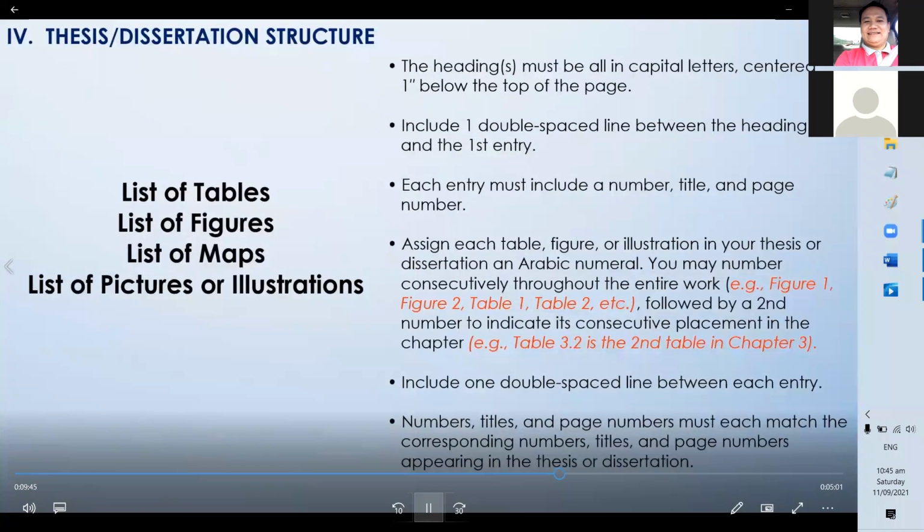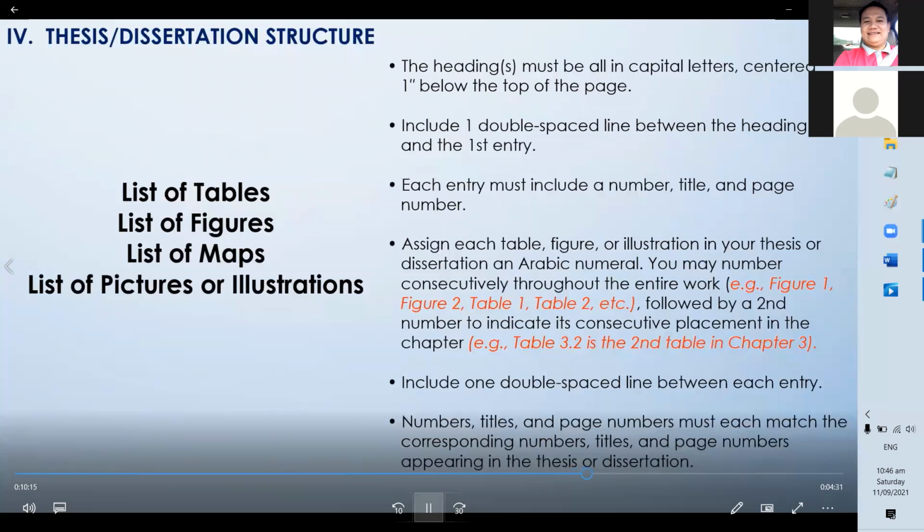Here are some pointers for the list of tables, list of figures, list of maps, list of pictures or illustrations page. The heading must be all in capital letters centered 1 inch below the top of the page. Include one double spaced line between the heading and the first entry. Each entry must include a number, title, and page number.